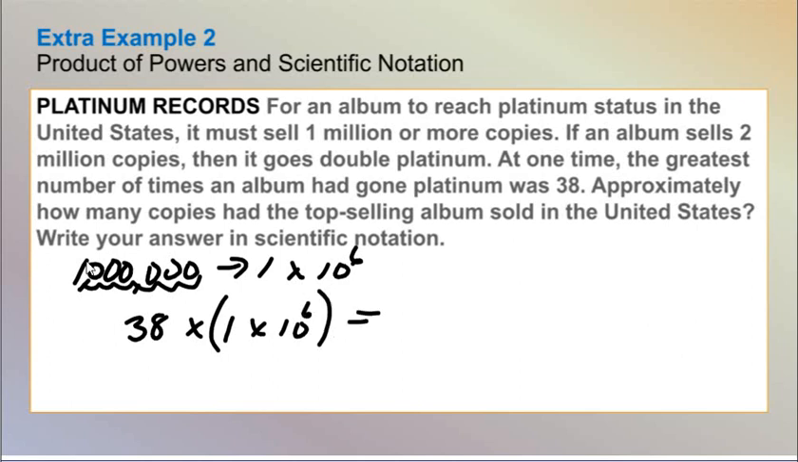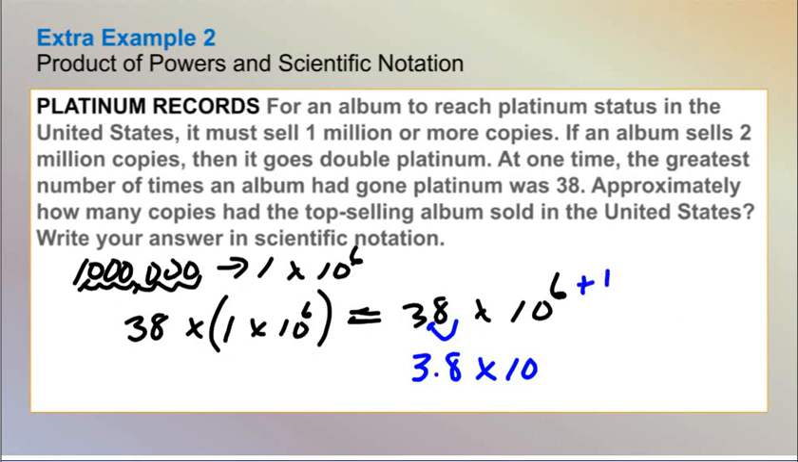this would give us 38 times 10 to the 6th, but I need to put it in scientific notation. So here's the decimal point, move it one place to the left. It says 3.8 times 10. And since I gained a decimal place, I put a 1 there. That'd be 3.8 times 10 to the 7th.